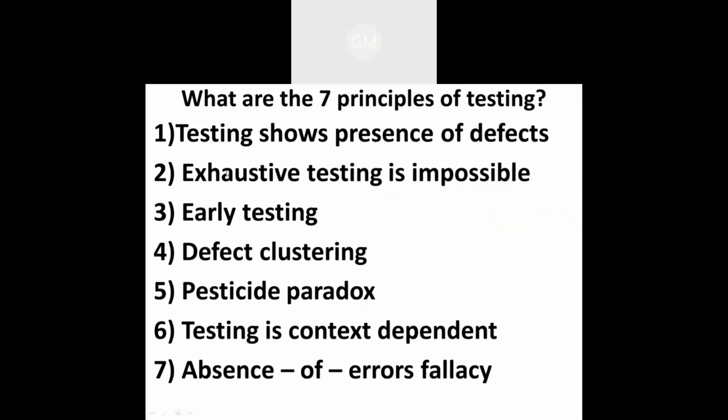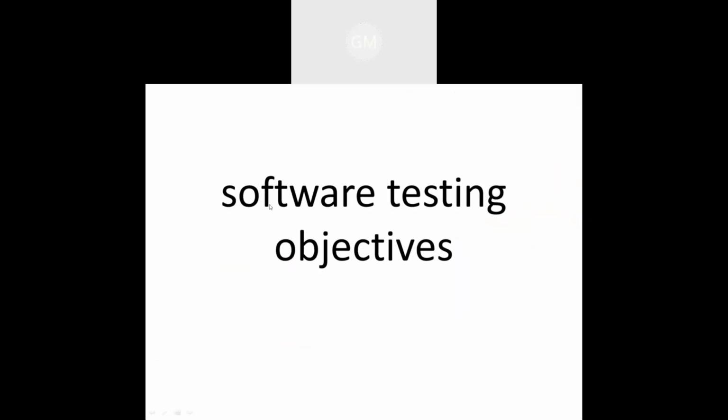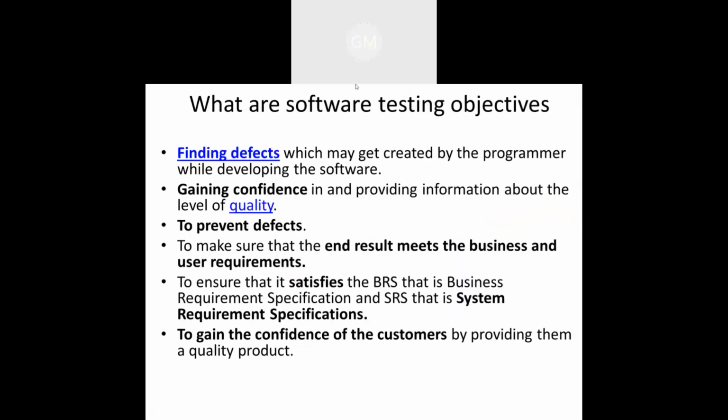Now the next one is the software testing objectives. Mainly there are six objectives of software testing. Out of that, the first one is finding defects. This is the first objective of software testing.